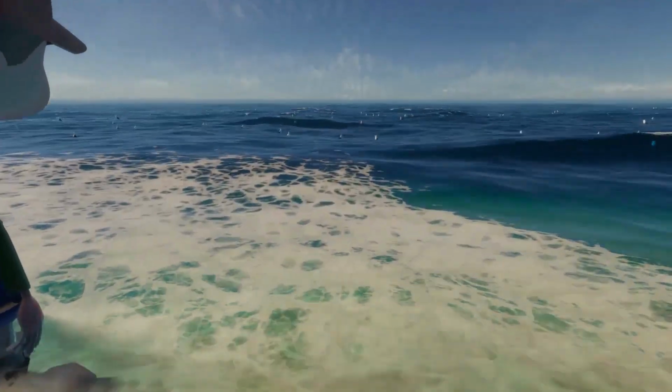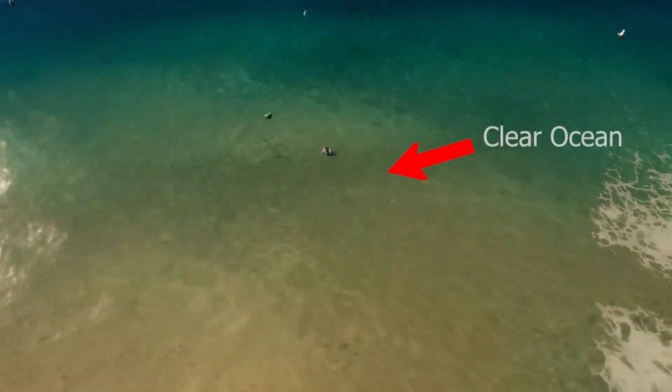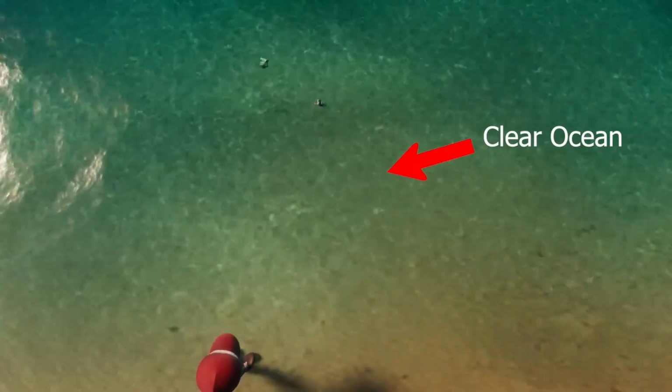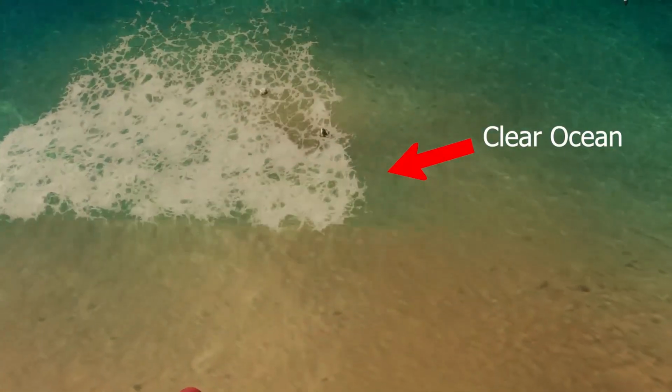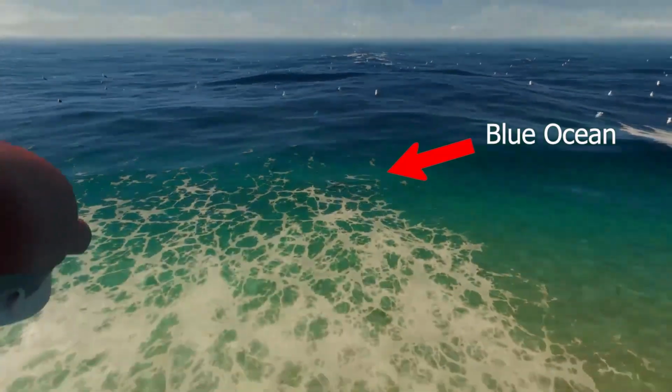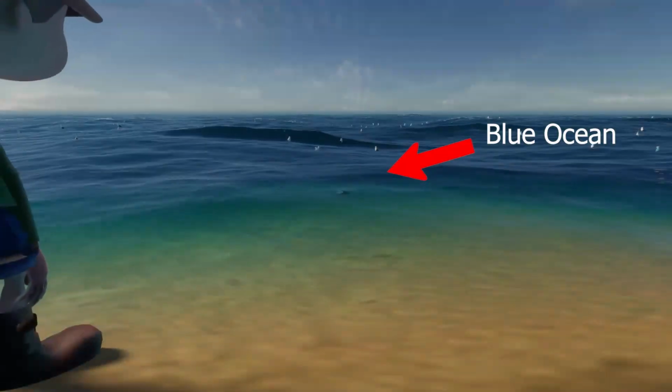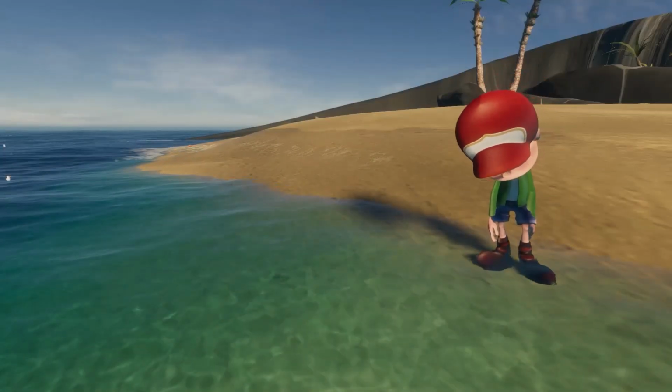Timmy has noticed an interesting occurrence. The ocean appears crystal clear near us, but as we look further away, it turns blue. Why is this happening? Why can't we see through the ocean water at a greater distance?